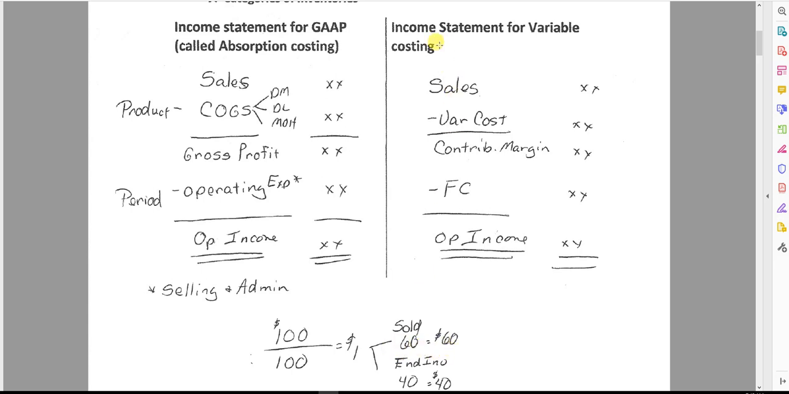However, sometimes for managerial purposes, we want a different type of income statement. We simply want to identify costs as variable or fixed. Notice direct materials is generally always variable. The more t-shirts I make, the more fabric I buy. Direct labor, for our purposes, we're going to consider variable.